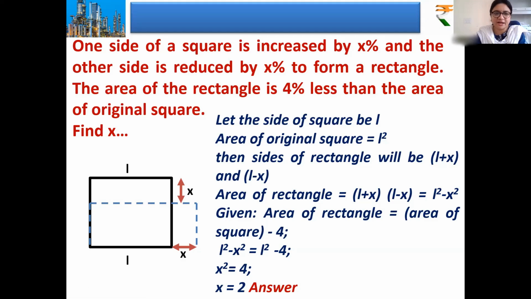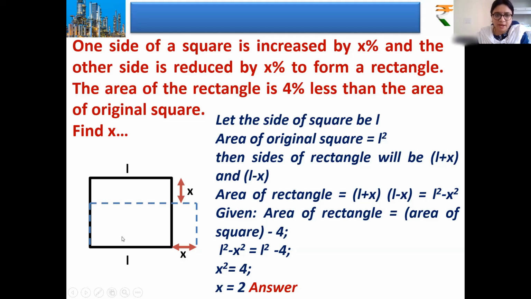This question is saying that one side of a square is increased by x% and the other side is reduced by x% to form a rectangle. The area of the rectangle is 4% less than the area of the original square. So let's find x.